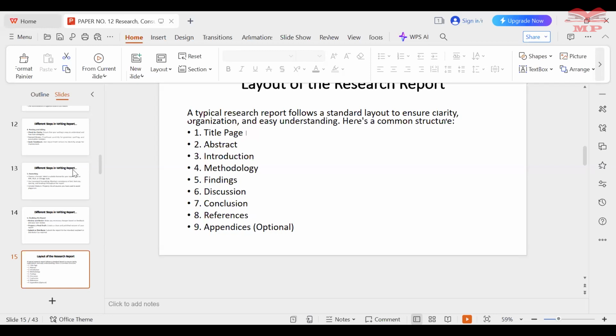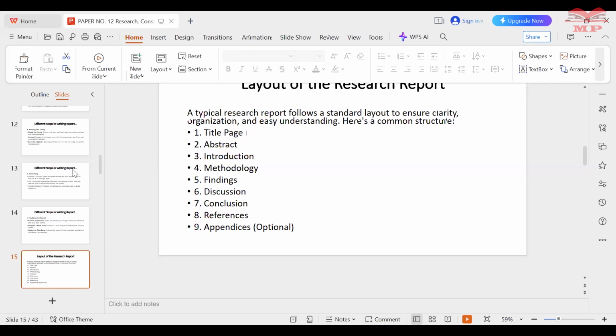So a report may have the following. Number one, the title page. Number two, abstract, or what might be called executive summary. Number three, introduction. Number four, methodology. Number five, findings. Number six, discussion. Number seven, conclusion. Number eight, references. Number nine, appendices, which might be optional. So this is a general layout that could be followed in relation to a given research report.